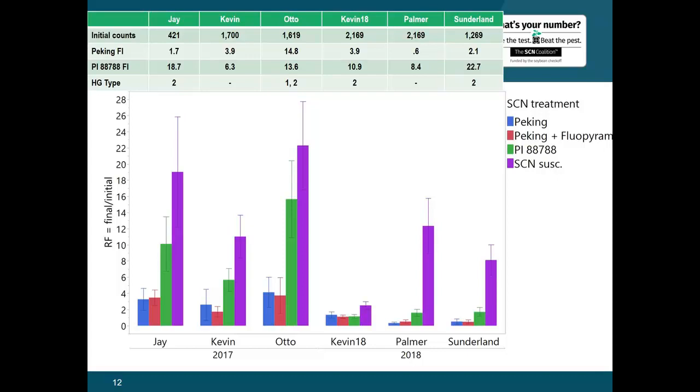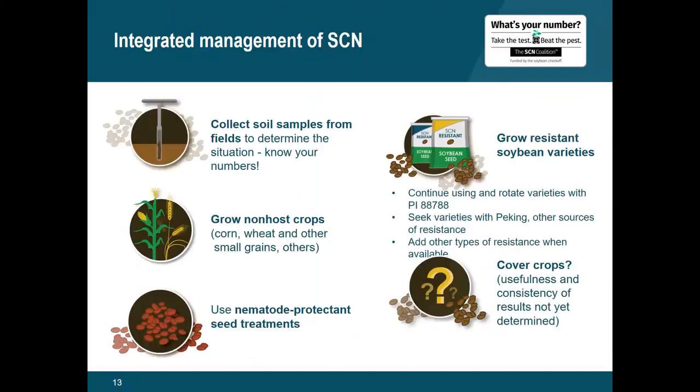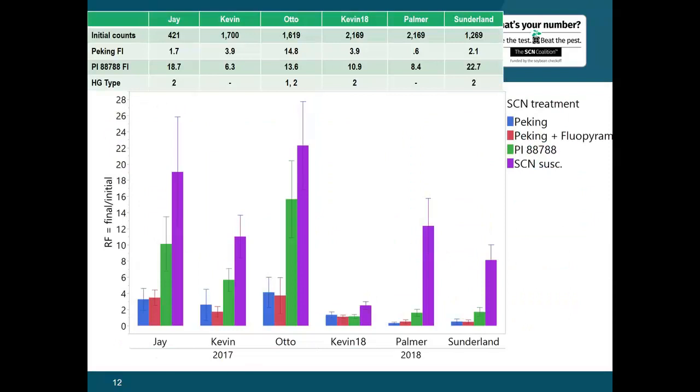So to back up, there's two important pieces in managing SCN. There's yield protection, and then there's reduction of your SCN numbers in your field. So you want to be able to do both in your production fields. And there's some overlap in that these good SCN lines are going to still perform well, and they're going to help reduce SCN populations, but they're not completely independent. And part of this data shows that same thing. Okay, so the question is, why does this happen?